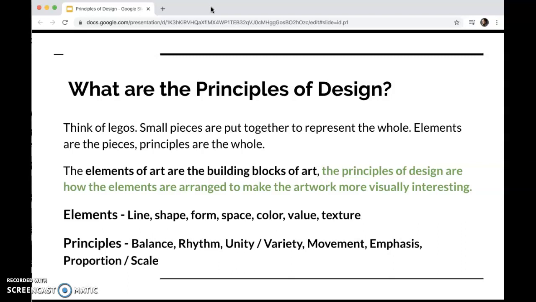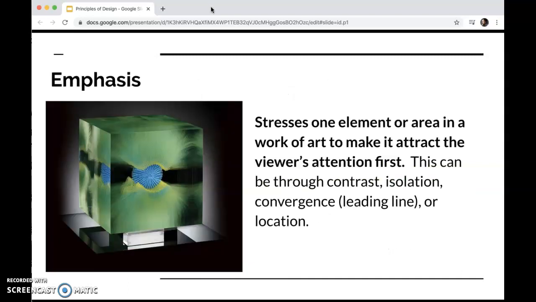So they're just techniques that we can use to try to make our art more interesting, so that way it holds attention and you can have a little bit easier time communicating what you want to communicate in your art. The first one we're going to talk about is something called emphasis.